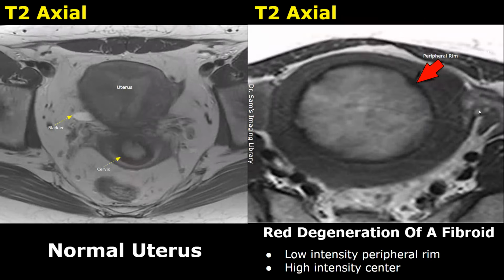This is a T2 sequence. There is a low intensity peripheral rim and a high intensity center. As you can see, red degeneration has variable appearances.